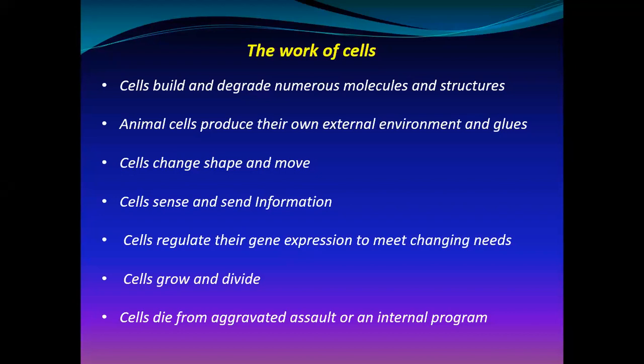So cells grow, divide, and die. That is controlled and regulated by a mechanism called the cell cycle. Understand? If the cell cycle is not regulated, cells continue to divide, cells continue to grow. That ends up as cancer, isn't it? Okay, so that is all happening. And cells die from aggravated assault or an internal program. That's what I said.